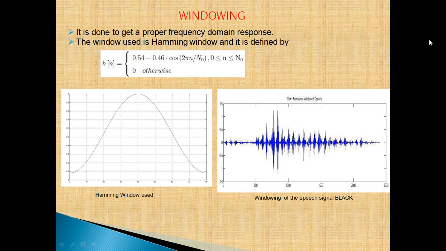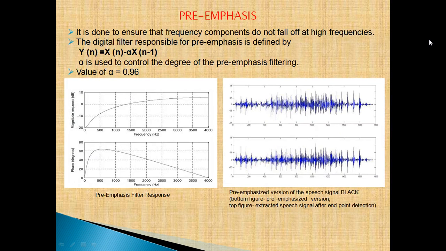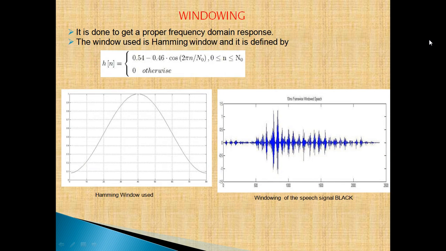There's an equation also given for windowing where h of n is equal to 0.54 minus 0.46 multiplied by cos 2 pi n by n naught. The value of n ranges from 0 to n naught, and h of n is equal to 0 otherwise. The figure on the left shows the Hamming window used, and the figure on the right shows the windowed version of the speech signal black. In the previous section we saw the emphasized version of the speech signal, and in this we see the windowed version of the speech signal black.